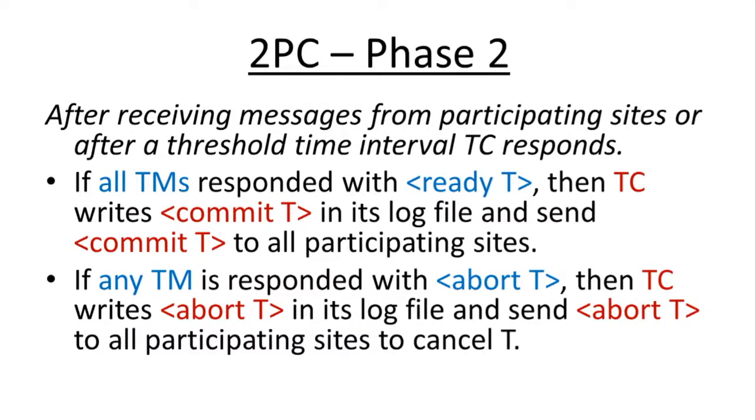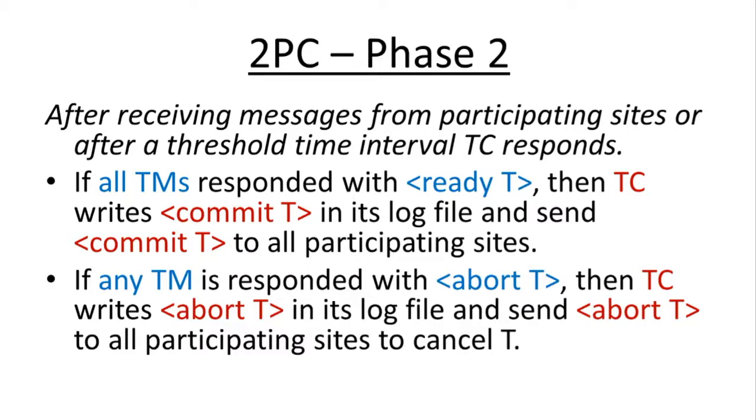And what happens in phase 2? After receiving the messages from participating sites, assume that there are 4 sites participating in this particular transaction. We receive messages from all the sites, or for some reason we may not get information from some sites. So we need a threshold time interval, so that based on that, the TC can respond instead of waiting for a longer period, which would cause unnecessary waiting.